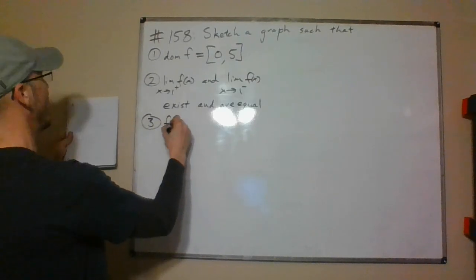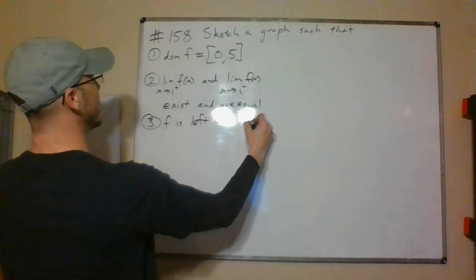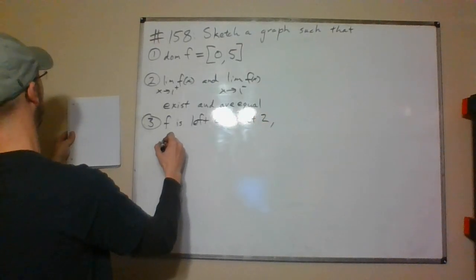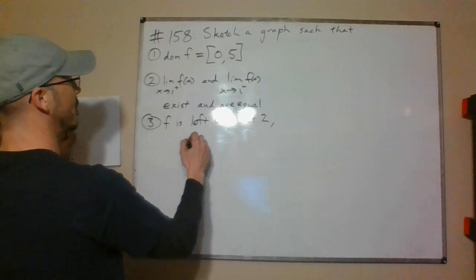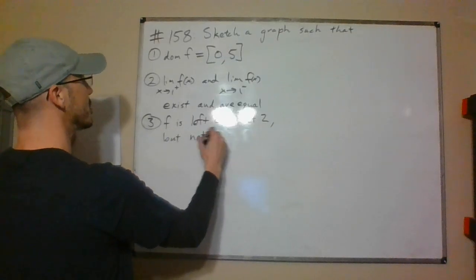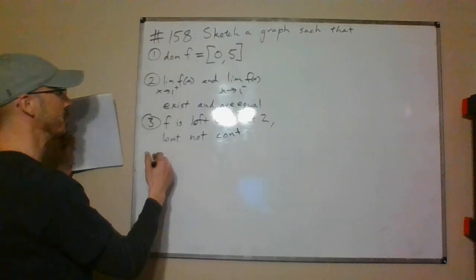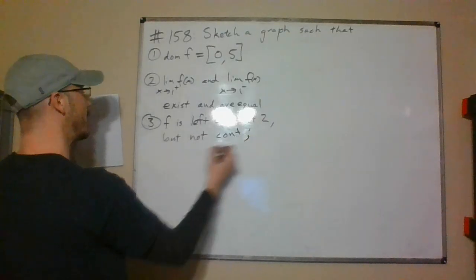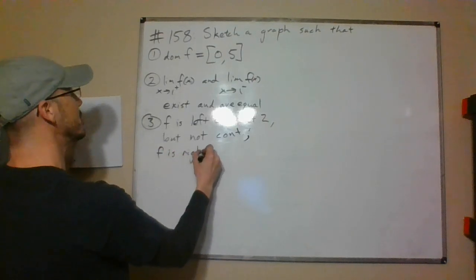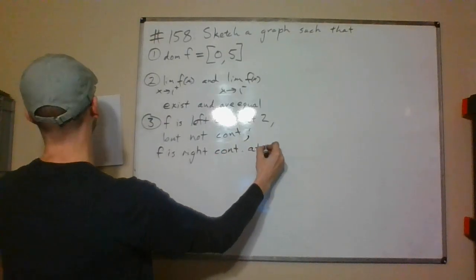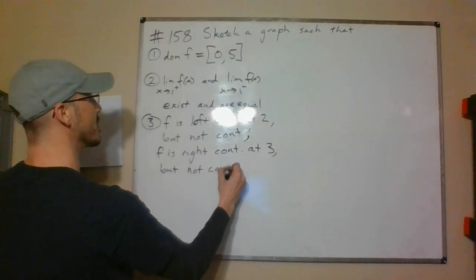The third thing is f is left continuous at 2 but not continuous. So it's left continuous but not continuous, so I guess it's not right continuous. And f is right continuous at 3 but not continuous at 3.